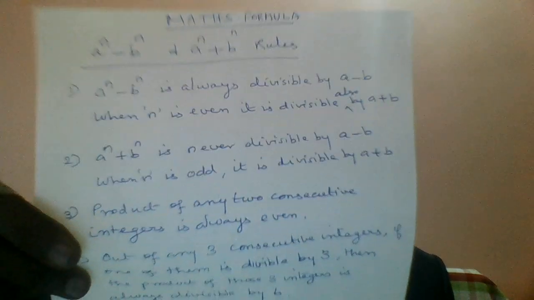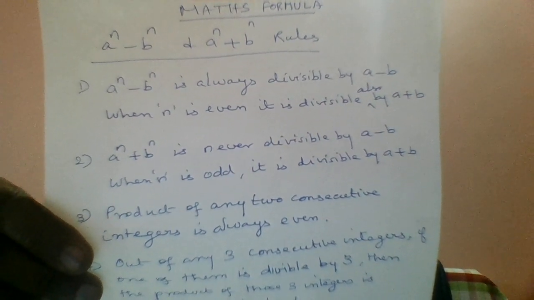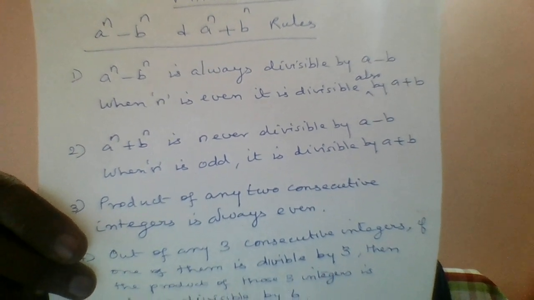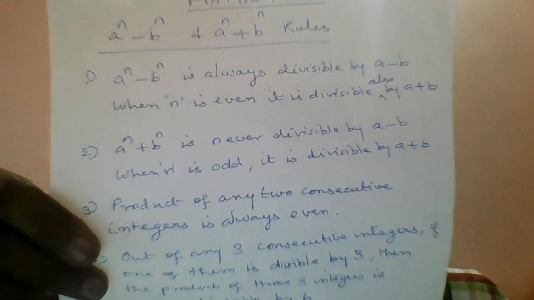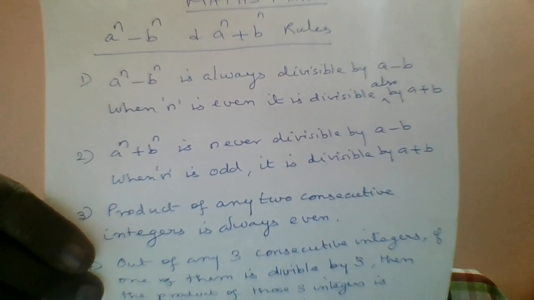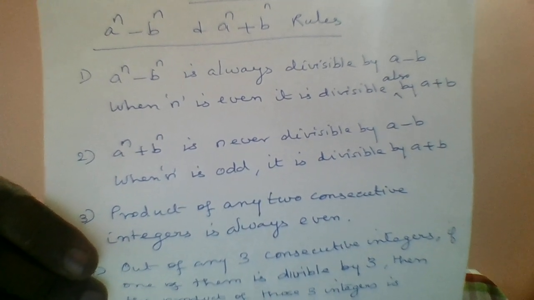So in this video, we look at the formulas related to ratio of percentages, quadratic equation, averages, mixtures and some numbers. We'll start with numbers. If the numbers are in the form a^n minus b^n or a^n plus b^n, then the following rules will apply. If the number is in the form a^n minus b^n, then it is always divisible by a minus b. When n is even, it is divisible by a plus b also.